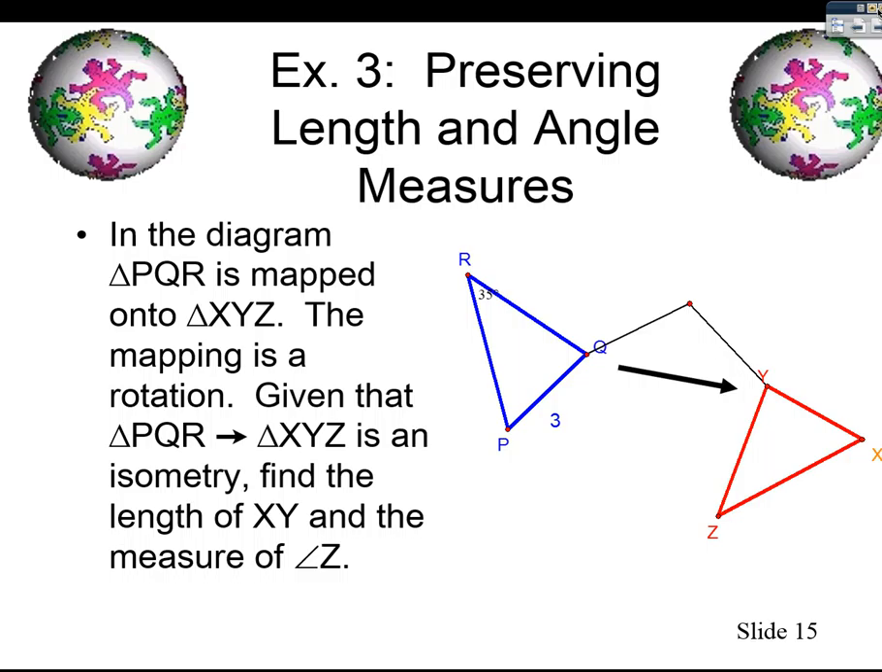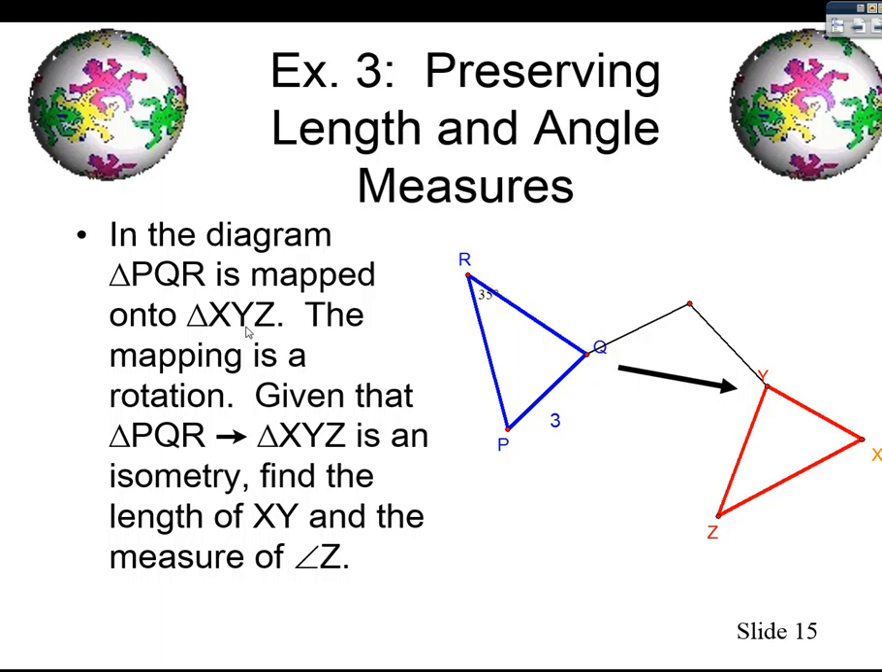So, what's the length of XY? The length of XY has to be 3 because they're telling us that the blue pre-image is mapped onto the red image. Maybe it's a little difficult to see. You're getting better at this, and you'll continue to get better at moving things in your mind. But you don't even really have to do that because they tell you everything you need to know.